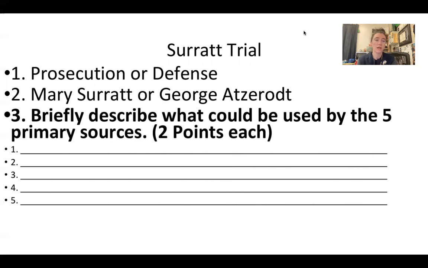Okay. Number 3, briefly describe what could be used by the 5 primary sources. Also on Google Classroom are primary source sheets. I have physical copies in my room, but those will stay in my room. You can find your own copy on Google Classroom. There are 5 sources for George Atzerodt, 5 sources for Mary Surratt, all in one paper. So you will read those, figure out what information in those primary sources can be used to support your argument.